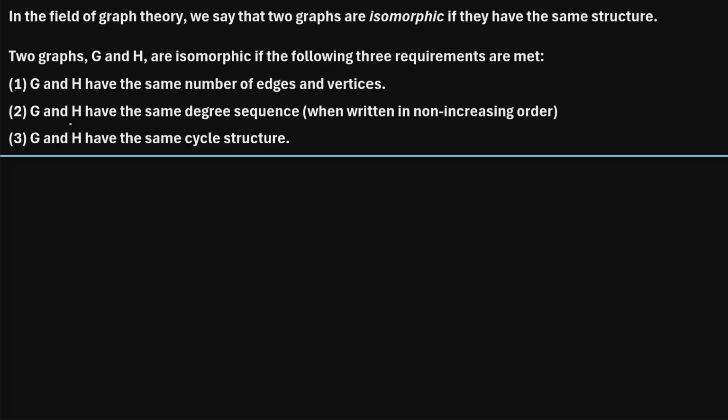The second requirement is that G and H have the same degree sequence when we write the degrees in non-increasing order. And the third requirement is that G and H have the same cycle structure. So I'm going to work through 4 different examples and show you how to determine if two graphs are isomorphic.